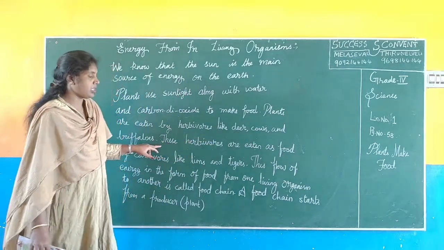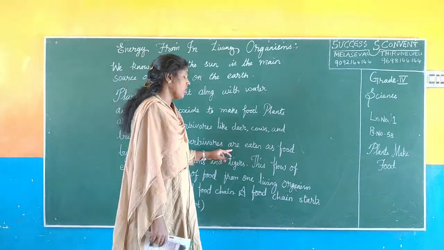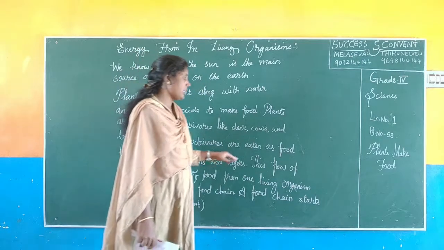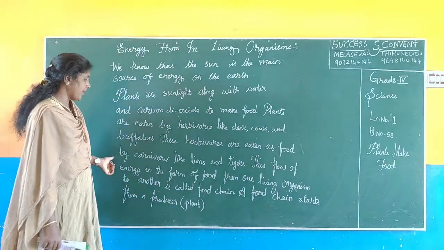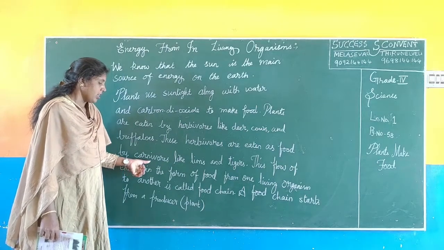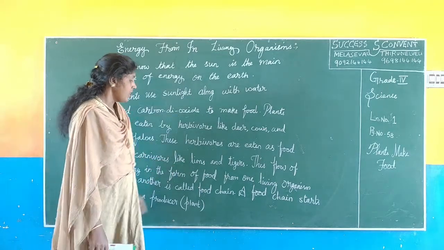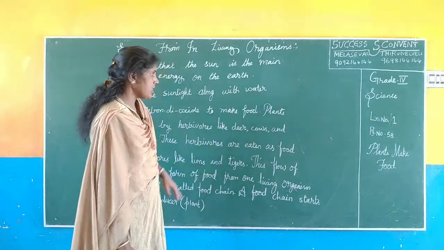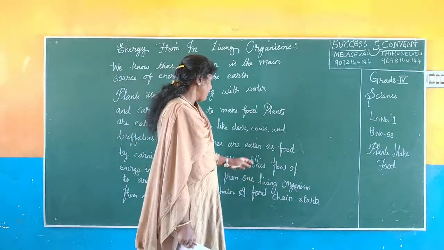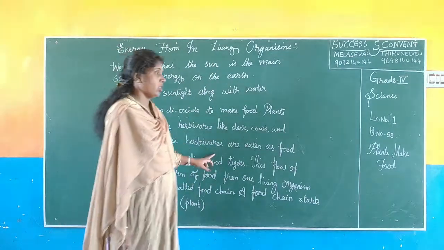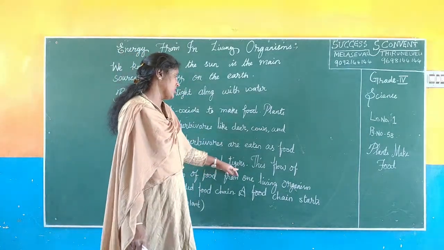These herbivores are eaten as food by carnivores like lions and tigers. C-A-R-N-I-V-O-R-E-S, carnivores. L-I-O-N-S, lions. T-I-G-E-R-S, tigers. These herbivores are eaten as food by carnivores like lions and tigers.